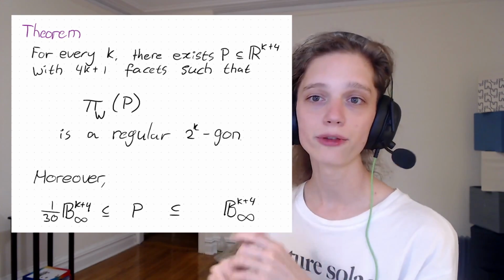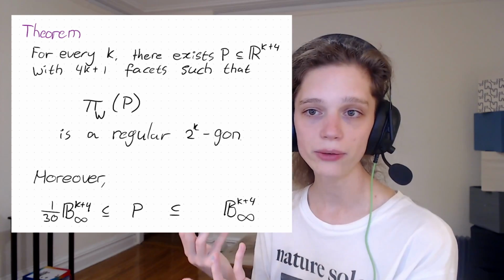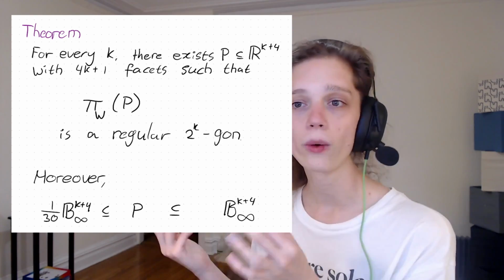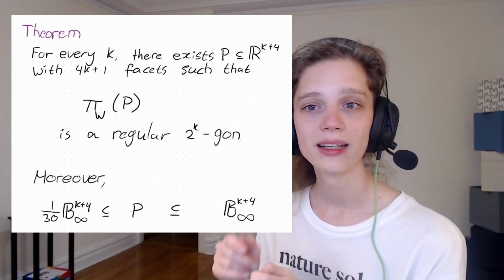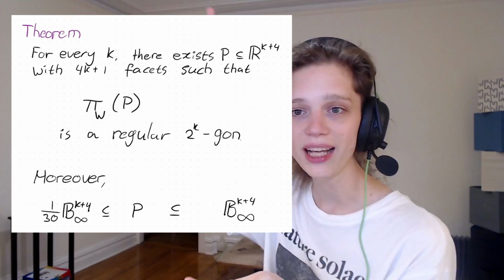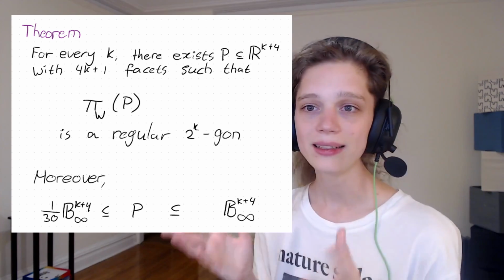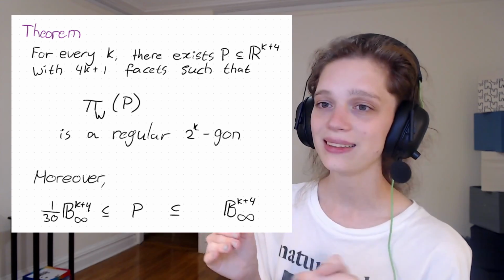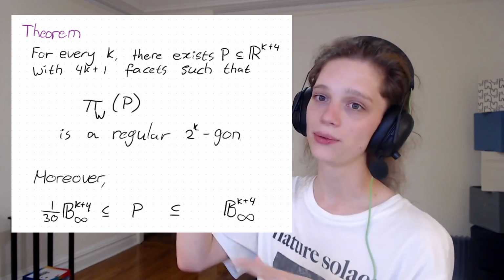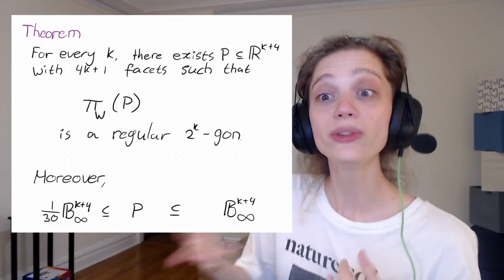What we prove is that for every natural number k, there exists a polyhedron in k plus 4 dimensions that has 4k plus 1 facets, such that if I project it onto a carefully chosen 2D subspace, then this results in a regular 2 to the k gon. So this is an exponential blowup. Upstairs we have order k objects, facets, and downstairs we have 2 to the k edges.